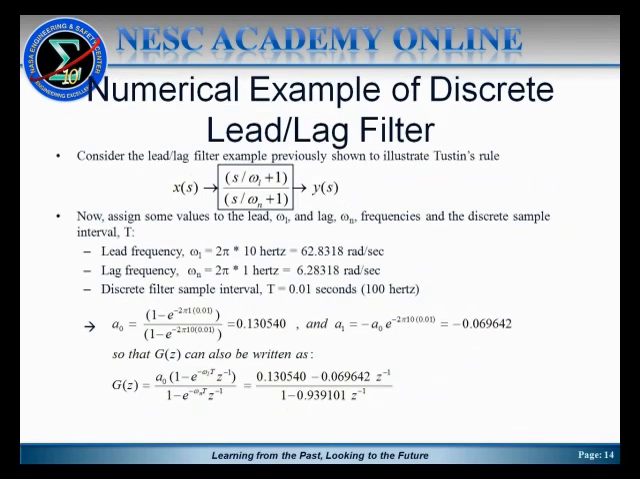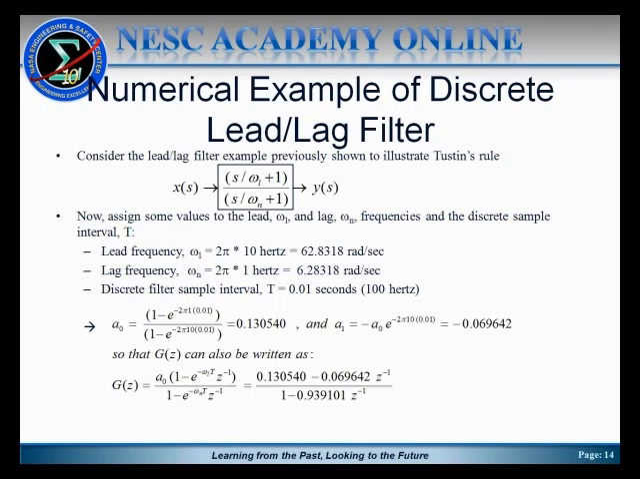Now we'll do a numerical example of a discrete lead-lag filter using the information that's provided earlier. We'll go back to the example that we showed earlier, where we illustrated Tustin's rule. We're coming into the filter in the Laplace domain. We have some signal x sub s, and the output of that lead-lag filter is y sub s. The lead-lag filter is defined as s over omega L plus 1, where omega L is the lead frequency, in the numerator. Then in the denominator, it's s over omega n plus 1, where omega n is the lag frequency. Both omega L and omega n are in radians per second.